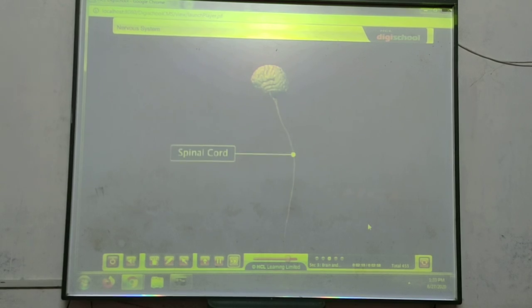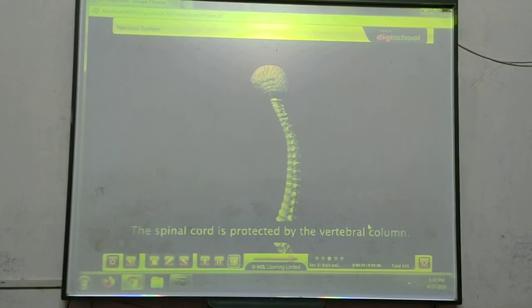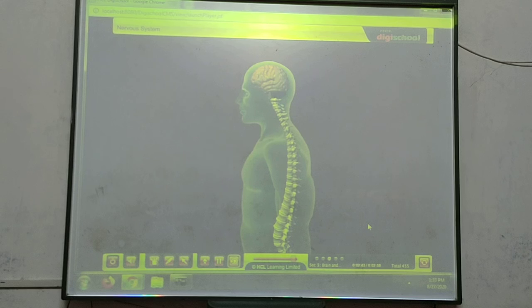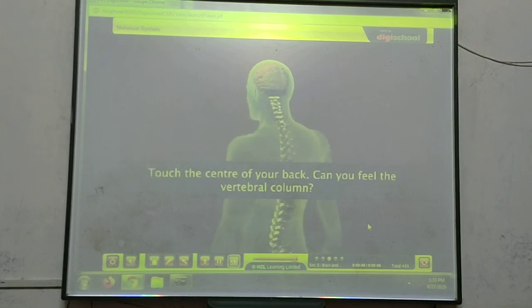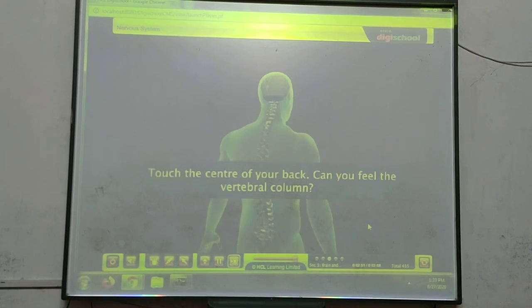The spinal cord begins at the medulla of the brain and extends along the back. The spinal cord is very delicate. It is protected by a tube-like vertebral column, known as the spine. Touch the center of your back. Can you feel the vertebral column? There are 33 bones in the vertebral column.